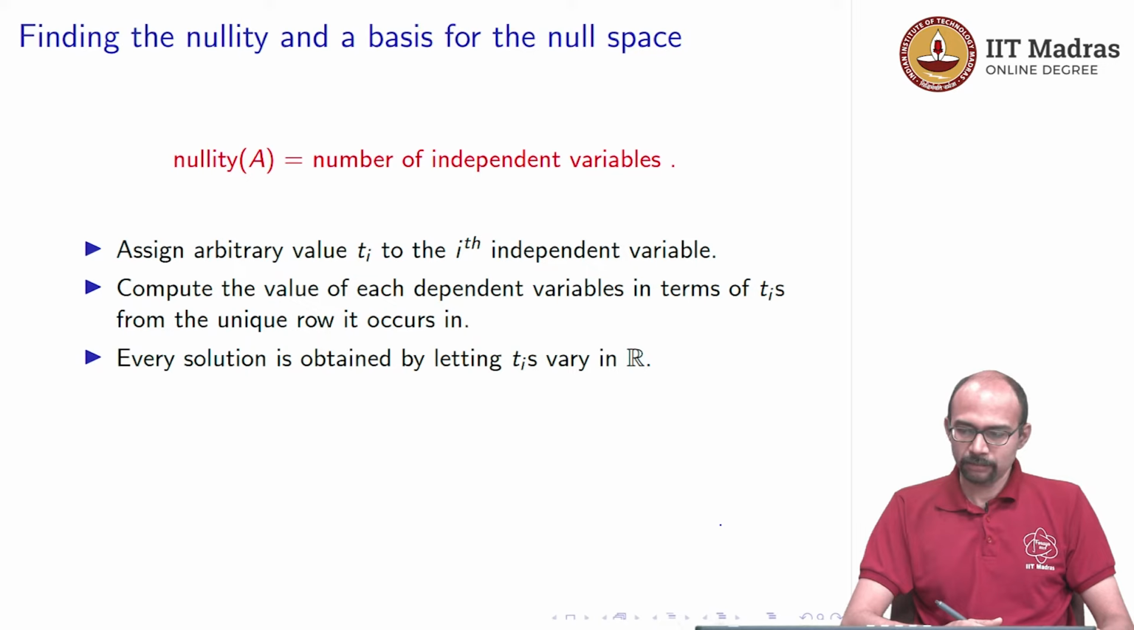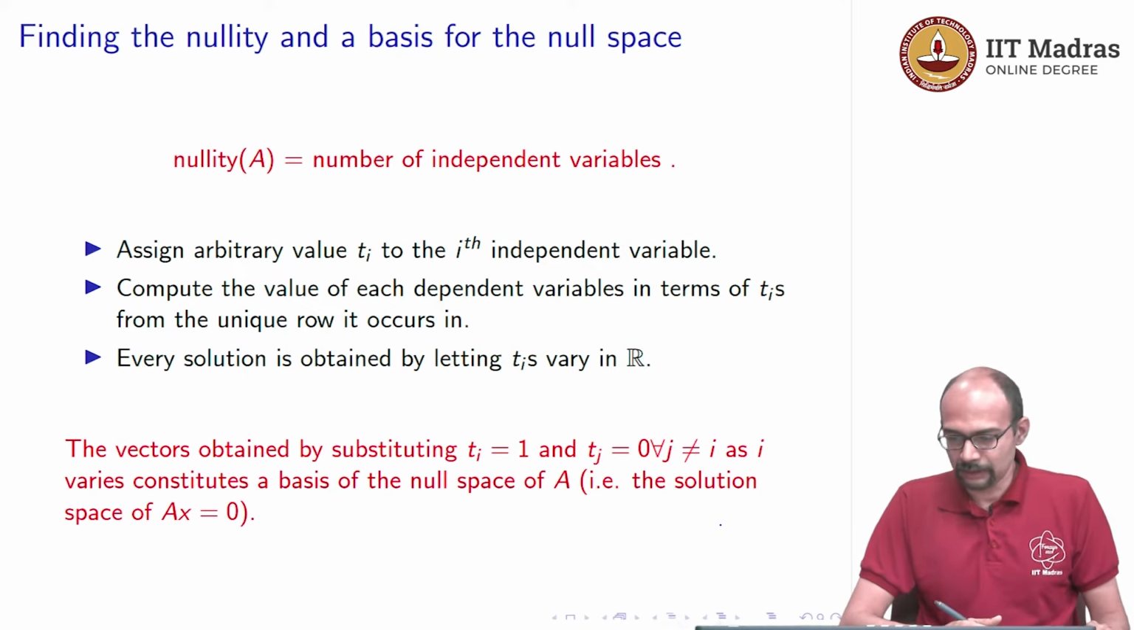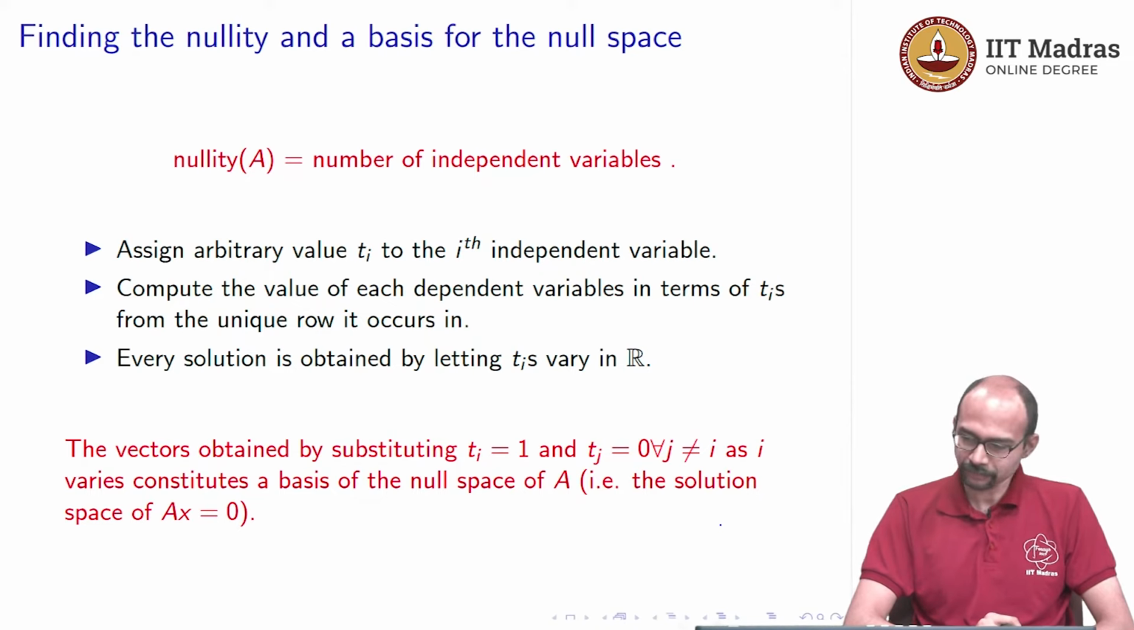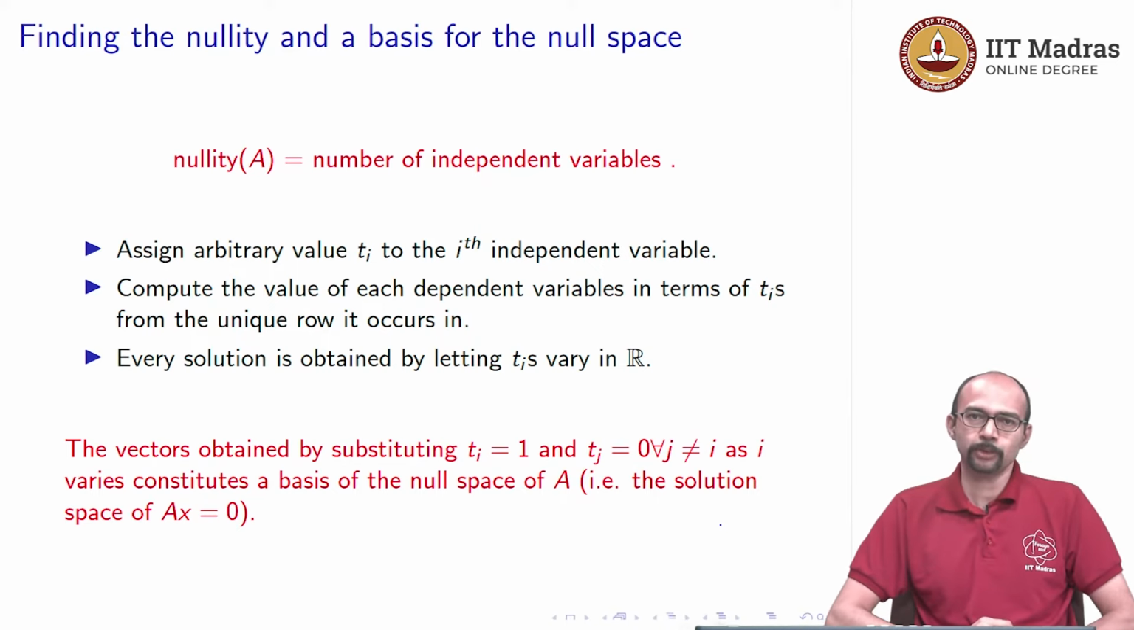Now how do we find a basis? To find a basis, we substitute T_i = 1. You fix an i, substitute T_i = 1, and substitute T_j = 0 for all j not equal to i. And you let i vary over all possible integers where it is defined, as many as there are independent variables, and the vectors that you get are exactly the basis for the null space, or the basis for the solution space of Ax = 0.